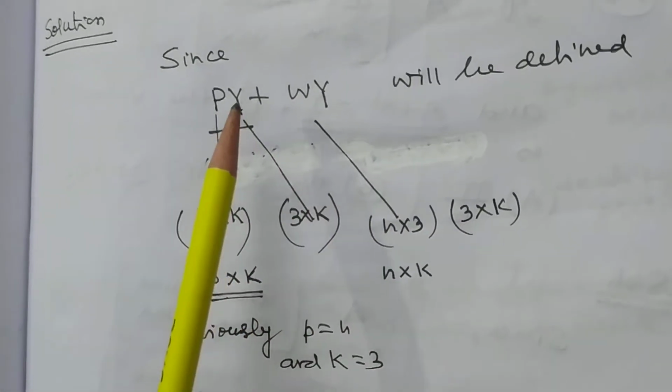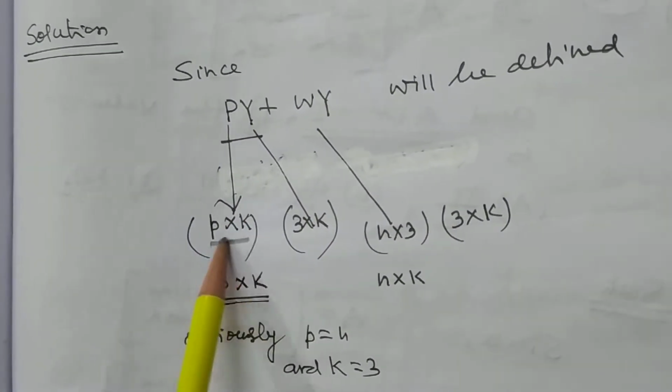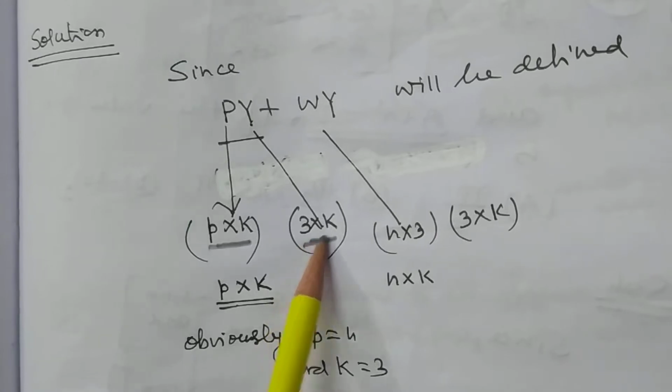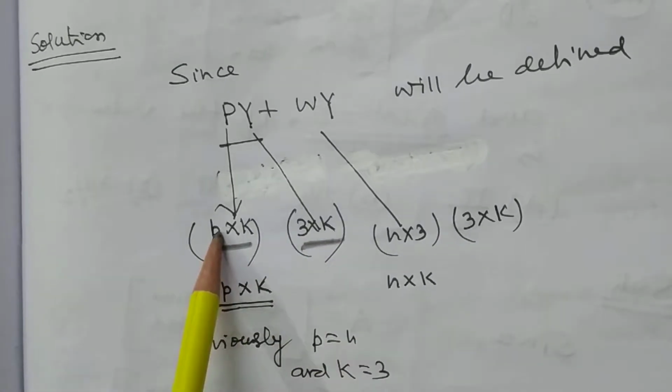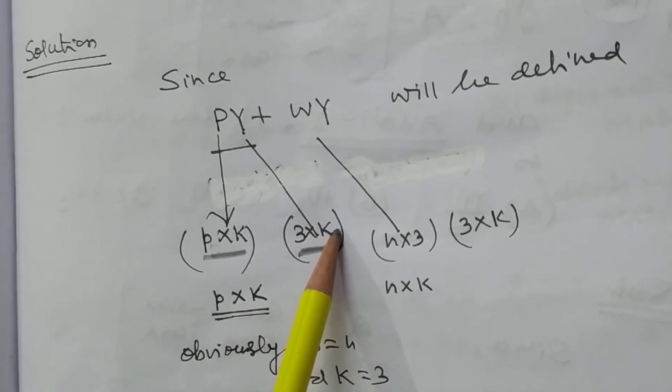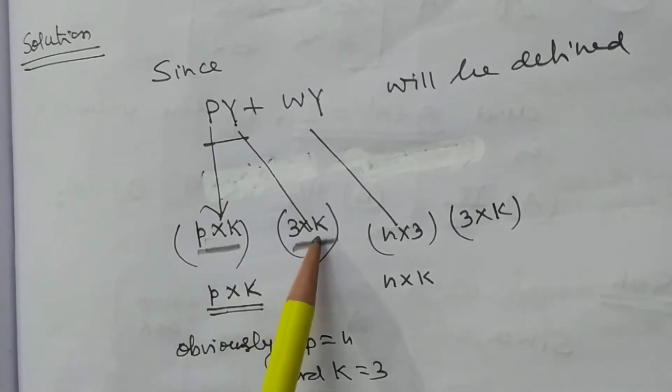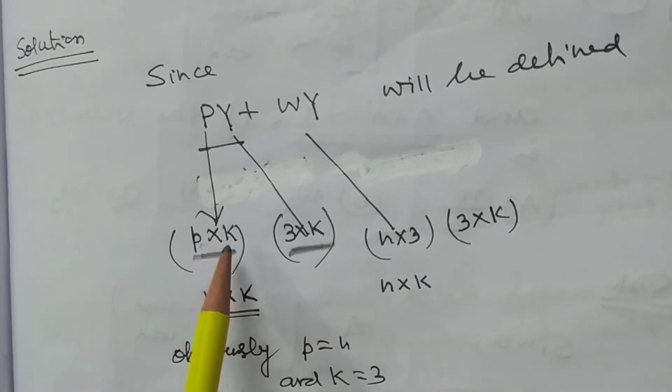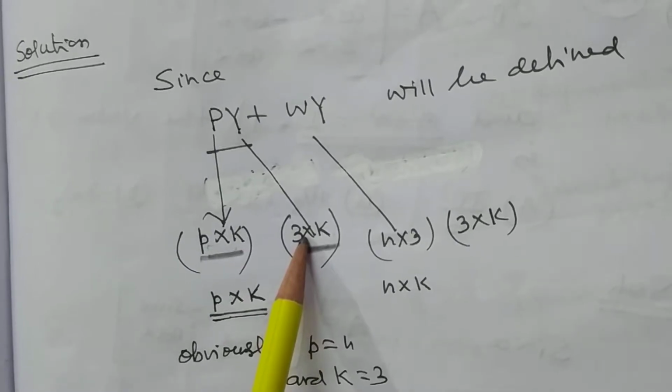My dear student, now see this diagram. Here P is a matrix of p by k. Y is a matrix of 3 by k. Because two matrices will be multiplied if k is equal to 3.